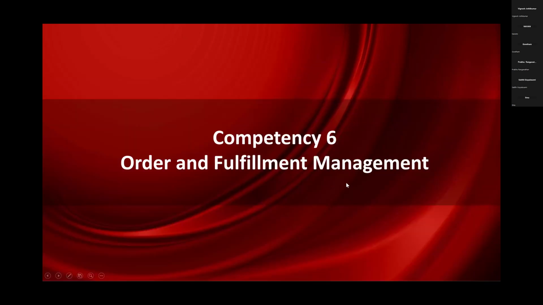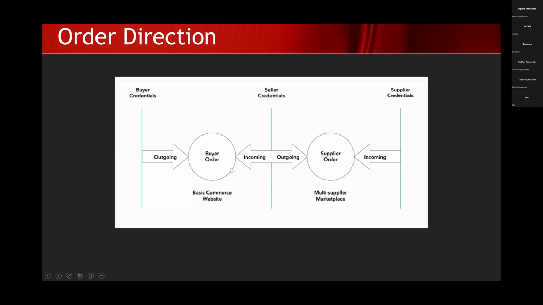Competency 6, order and fulfillment management. So this is one important area that's tested. Like they say, there is a buyer, then he makes an order. So you should understand where it is coming from. If it's a buyer using the credential, the order will have outgoing in the URL. I can show you an example in the next slide. But if it is a seller credential that's accessing the order, it will have incoming in the URL.